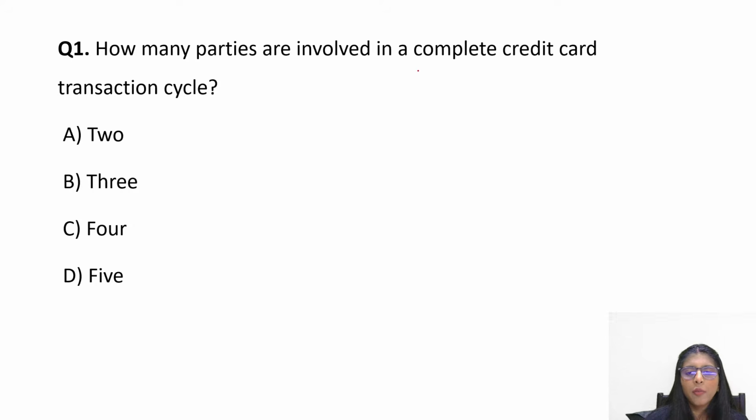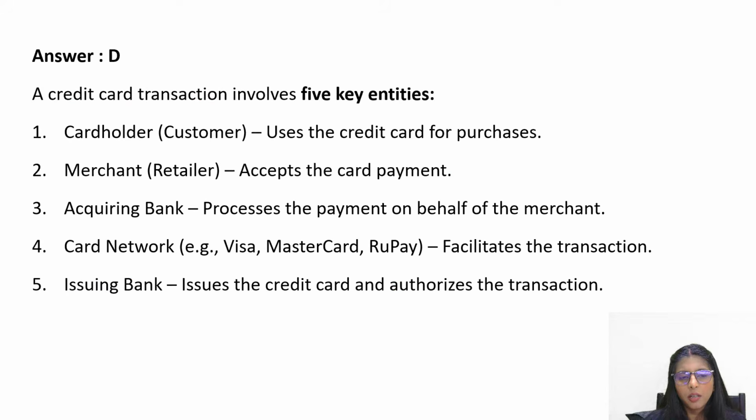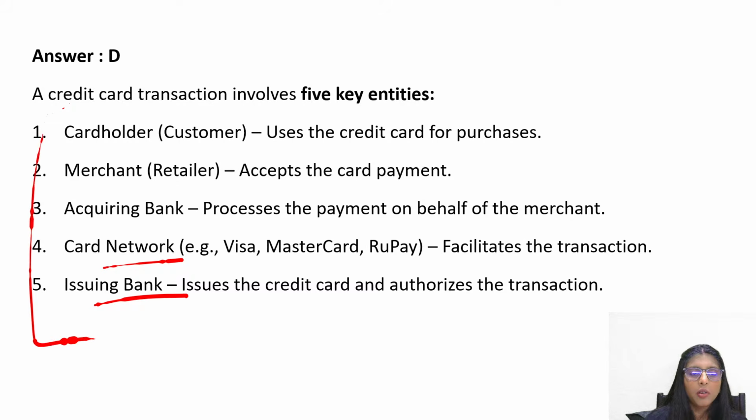How many parties are involved in a complete credit card transaction cycle? There are 5 parties involved in this complete credit card transaction cycle: customer, retailer, acquiring bank, card network, issuing bank. All these are 5 entities involved. This option is the right answer.